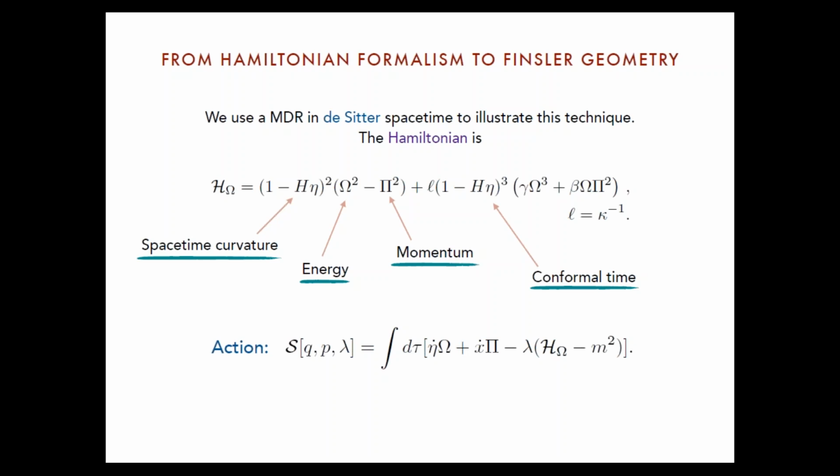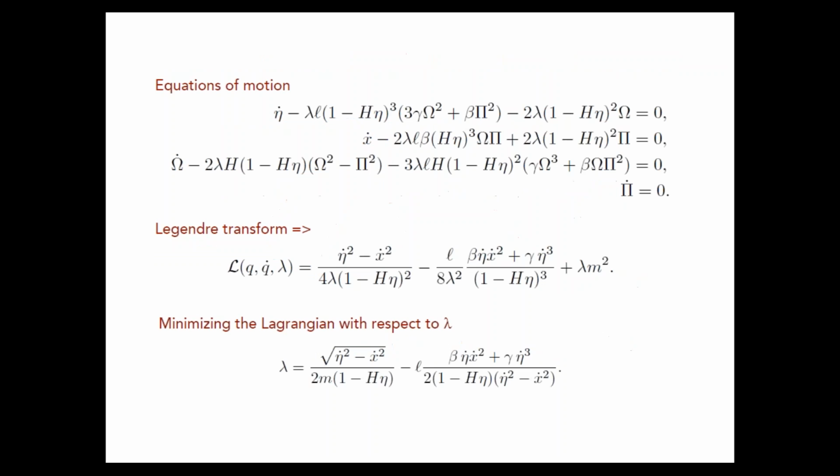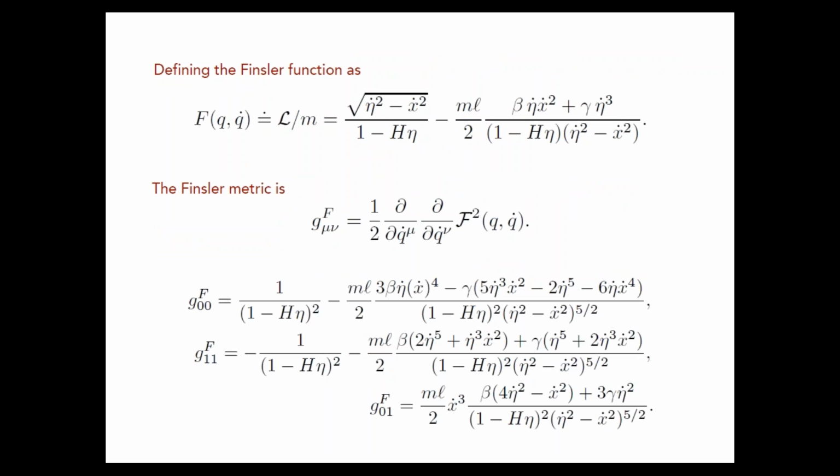That's the action of the Hamiltonian formalism. We just find the equations of motion, perform the Legendre transform, minimize the Lagrangian with respect to the Lagrange multiplier, define the Finsler function like this, and then get the Finsler metric. So that's where you can see that the metric depends on the space-time coordinates and on the velocities. So it's defined on the tangent bundle.